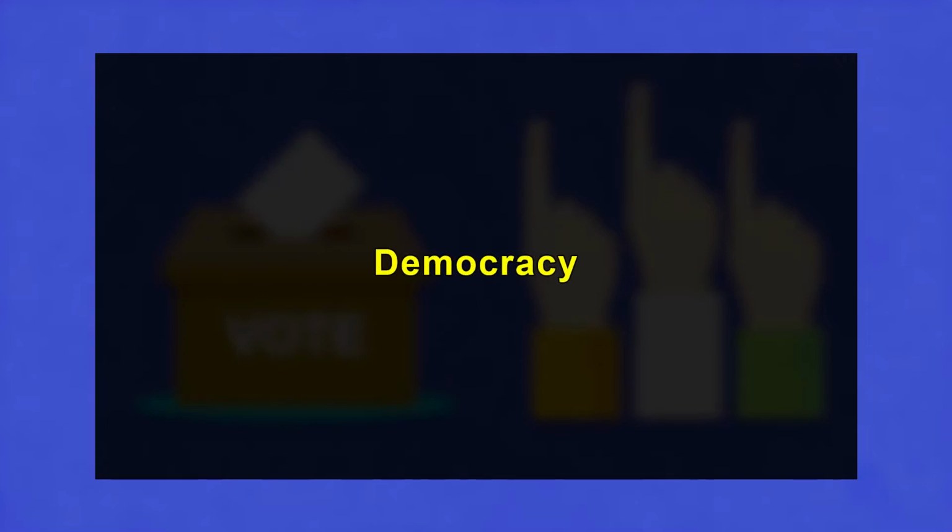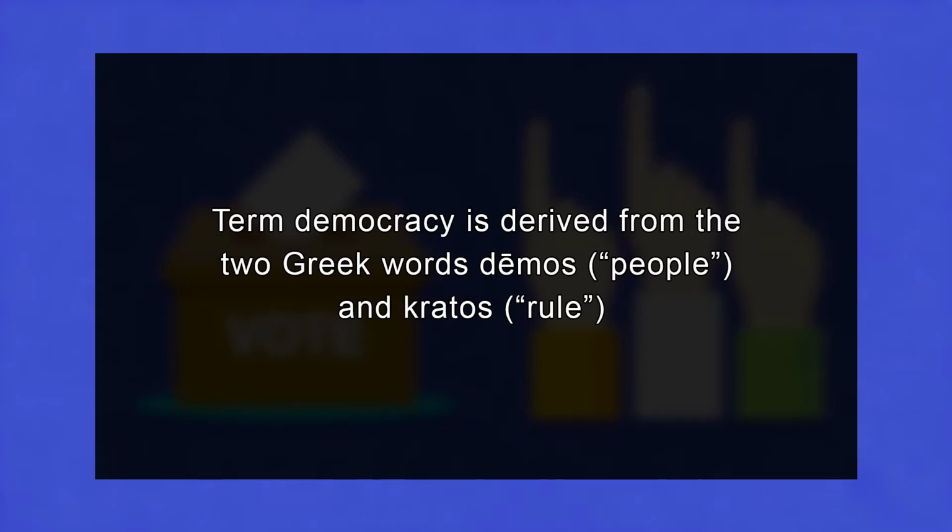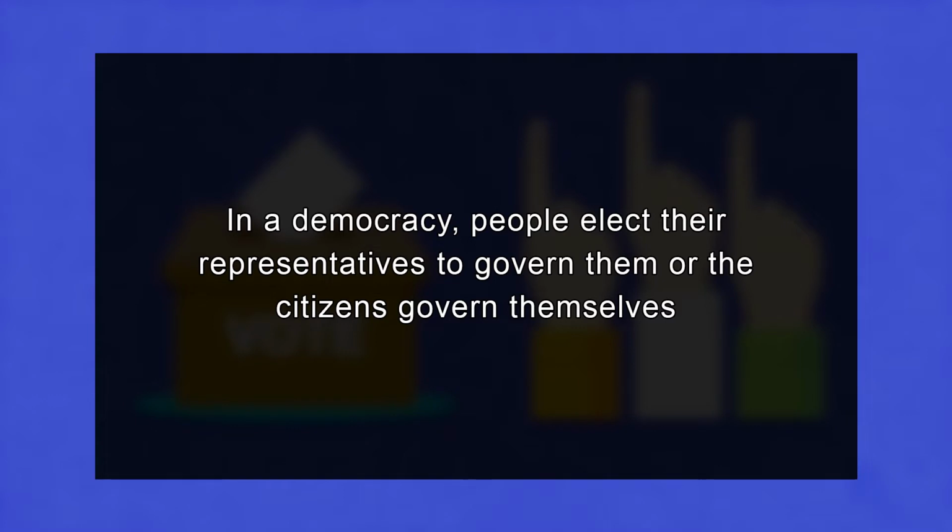So let's see first the definition of democracy. The term democracy is derived from two Greek words. Demos means people and kratos, rule, in the mid of 5th century BC, to denote the political system then existing in some Greek city-states, notably Athens. Literally, it means rule by the people. Thus, democracy is a form of government in which people have the authority to deliberate and decide legislation. In a democracy, people elect their representatives to govern themselves, or citizens govern themselves.